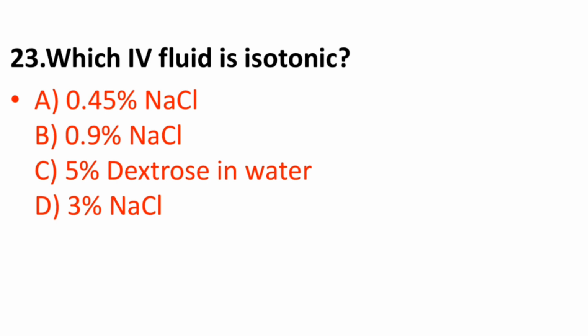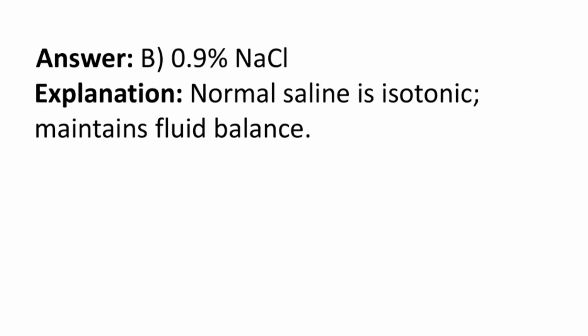Next question. Which IV fluid is isotonic? Option A, 0.45% sodium chloride. Option B, 0.9% sodium chloride. Option C, 5% dextrose in water. Option D, 3% sodium chloride. The correct answer is option B, 0.9% sodium chloride. Normal saline is an isotonic solution that maintains fluid balance. The next question.